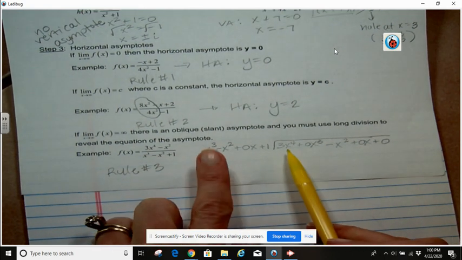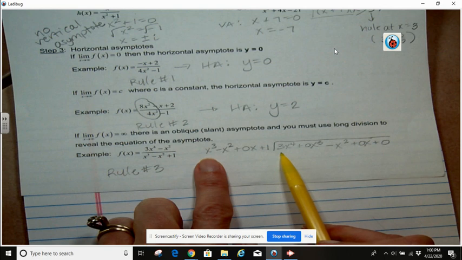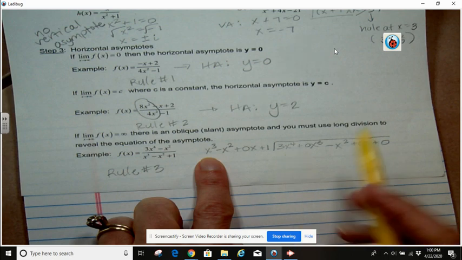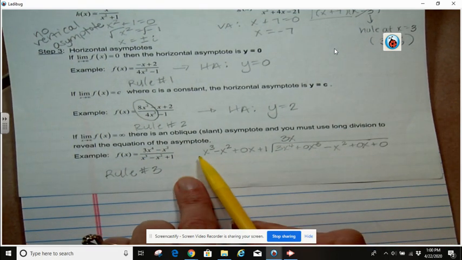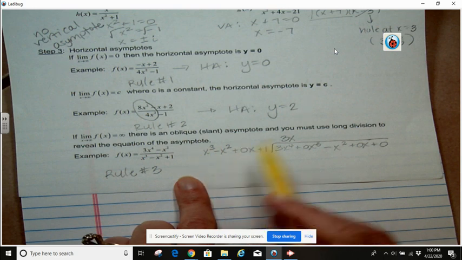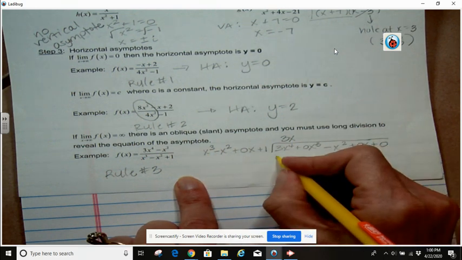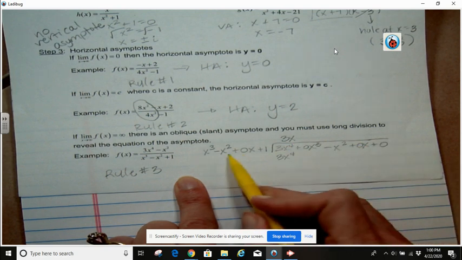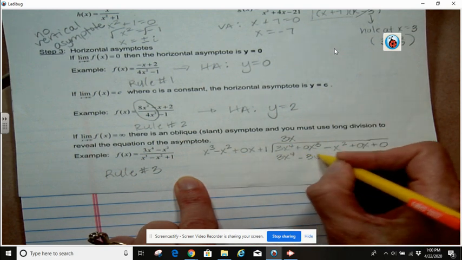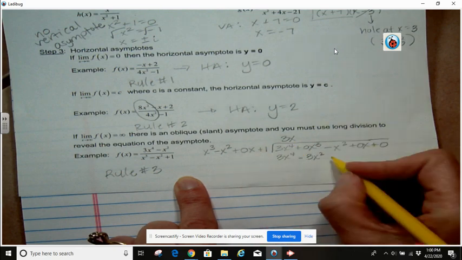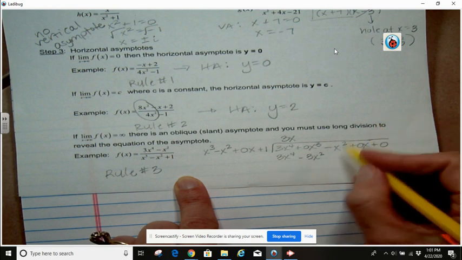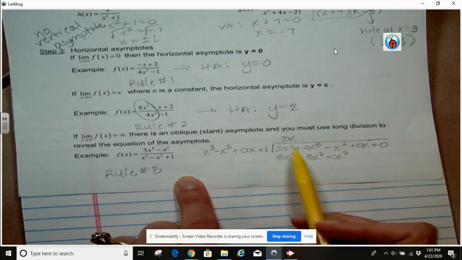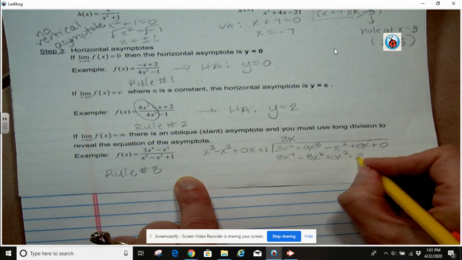So remember, for long division, we just look at the first terms. What do we need to multiply by x cubed to get 3x to the 4th? Well, we'll need to multiply by 3x. So then we take that 3x, we distribute it through this whole polynomial. So 3x times x cubed is 3x to the 4th. 3x times negative x squared is negative 3x squared. 3x times 0x is just 0x squared, which is 0. 3x times 1 is positive 3x.